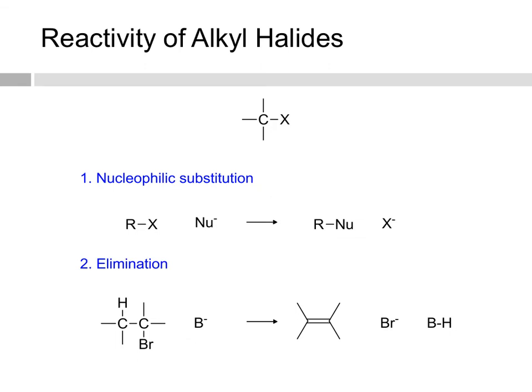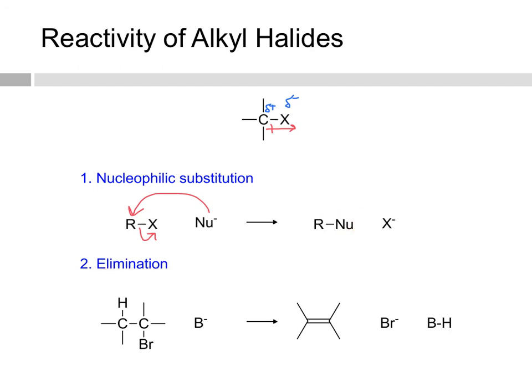If we analyze the carbon-halide bond, we know that the halide is more electronegative, so the bond polarity has the electrons more towards the X group, which is the halogen, and that gives a partial positive charge on this carbon. Halogens are also very good leaving groups, so they can undergo two different types of reactions. One is a nucleophilic substitution, and that's where the nucleophile is going to attack the alkyl group and kick out the halide leaving group, and you end up with overall substitution of the X group with the nucleophile.